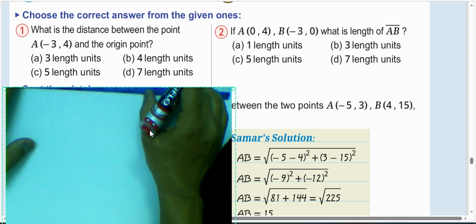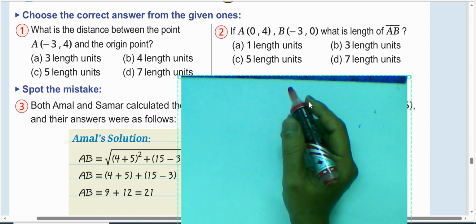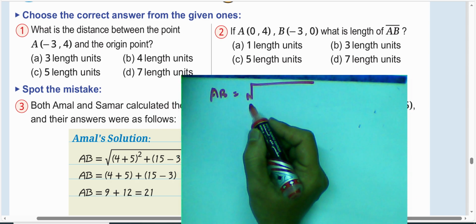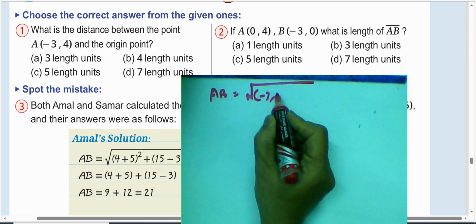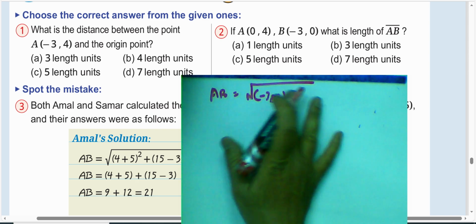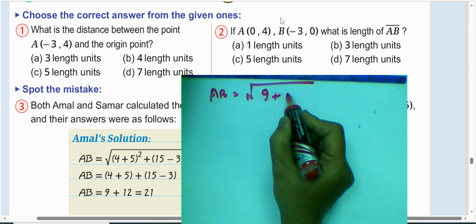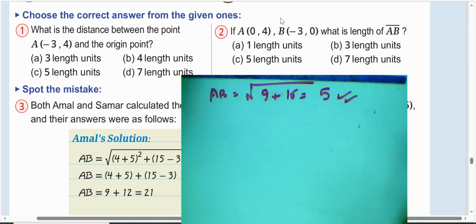Next question. We have point A and B. What is the length of AB? We can use the rule. Listen to me. We have negative 3 minus 0, power 2. It will be negative 3 power 2, it will be 9. And 0 minus 4, it will be negative 4 power 2, is 16. Square root, it will be 5 length unit. Choose letter C.